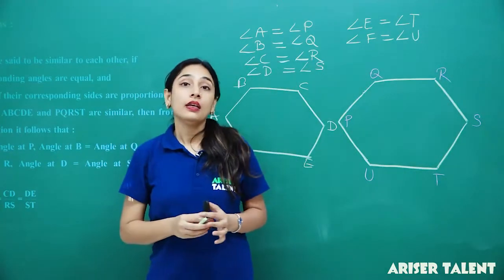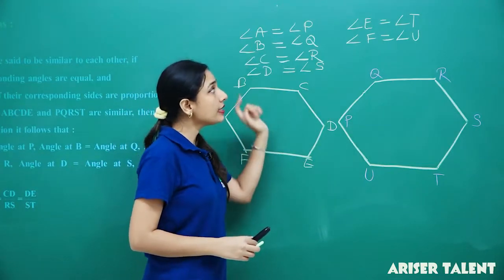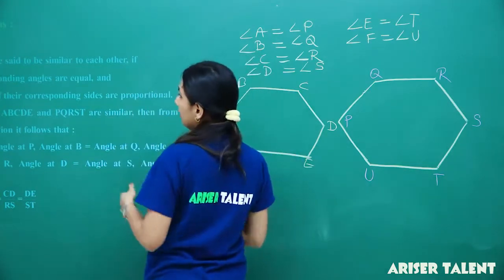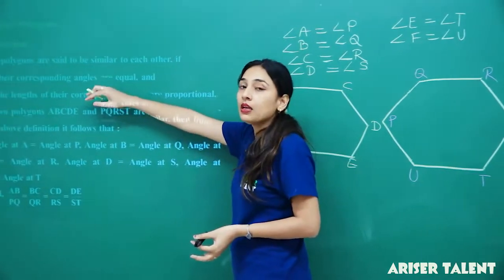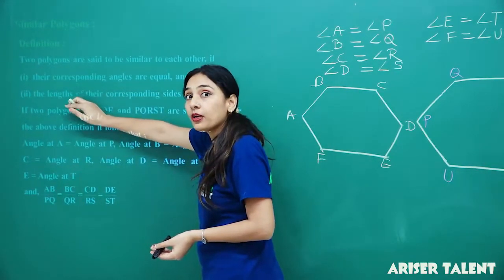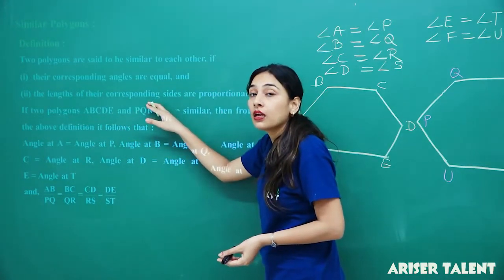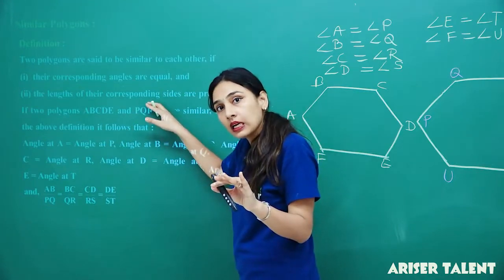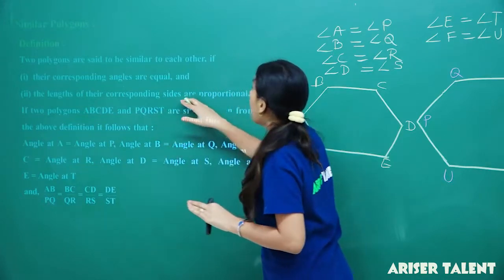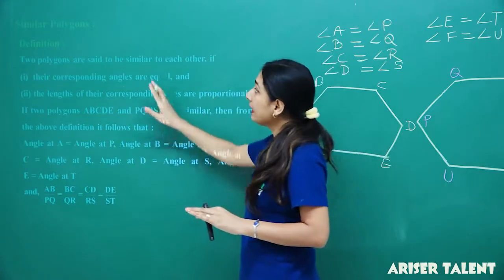If these two polygons follow this particular way, then we may consider the second point, because the first point is clear. Now the second point is about the lengths of their corresponding sides. Okay, if they are equal, then the polygons will be congruent, but if they are proportional, then they will be similar.